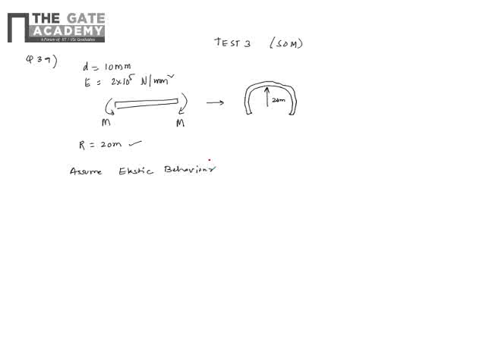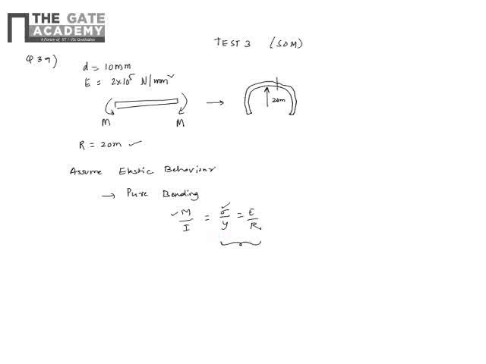When we assume elastic behavior, this is basically a pure bending problem, and I can use the bending equation, which is M by I equals sigma by y equals E by R. In this problem, I apply a moment and get the stress induced in the cross section, basically the flexural stresses. But here the radius of curvature is given, so we'll be using the second and third parts of the equation.